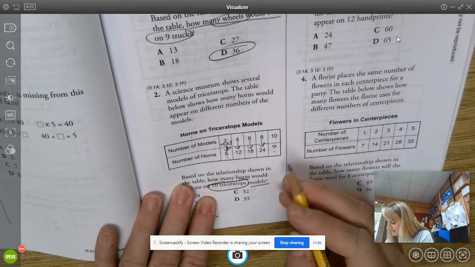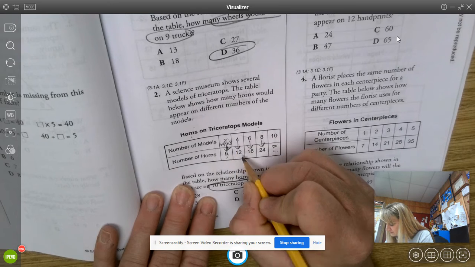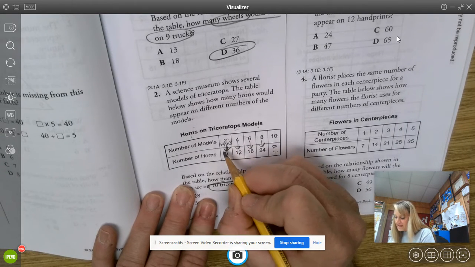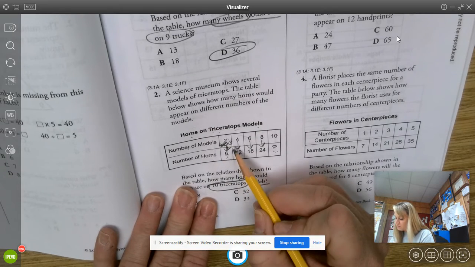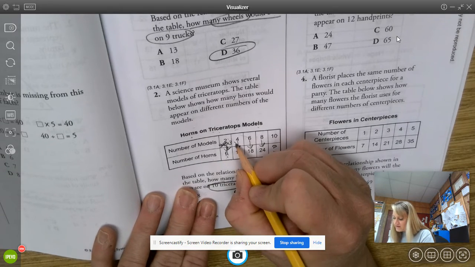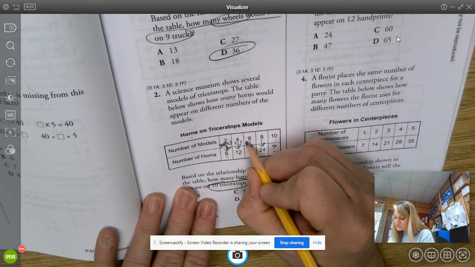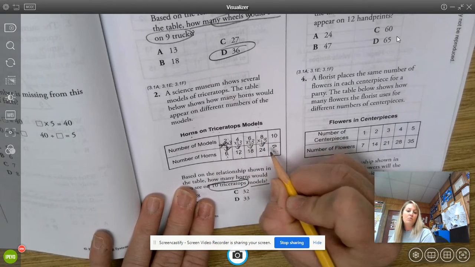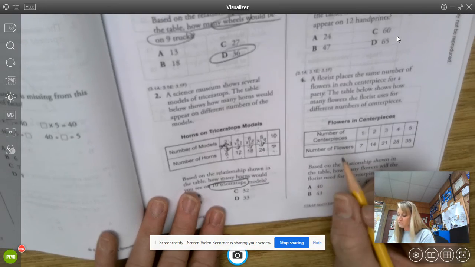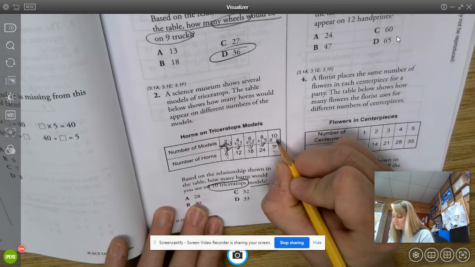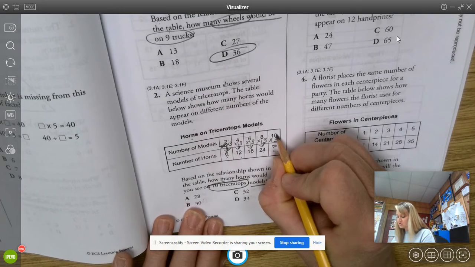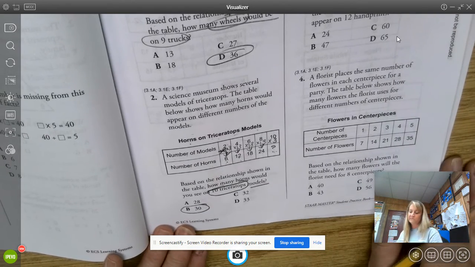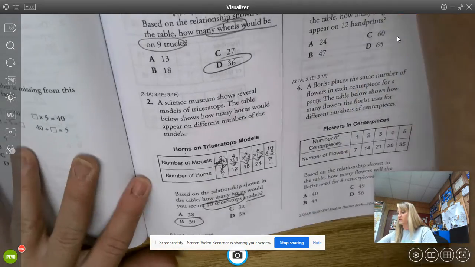Okay? So if I add 4 plus 4, do I get 12? No, I don't. So adding 4 is not going to work. So let's try multiplying 3. 4 times 3, 12. 6 times 3, 18. 8 times 3, 24. We found the pattern of the relationship. So we're multiplying by 3 each time. So what's 10 times 3? B, 30. Let's go to number 3.